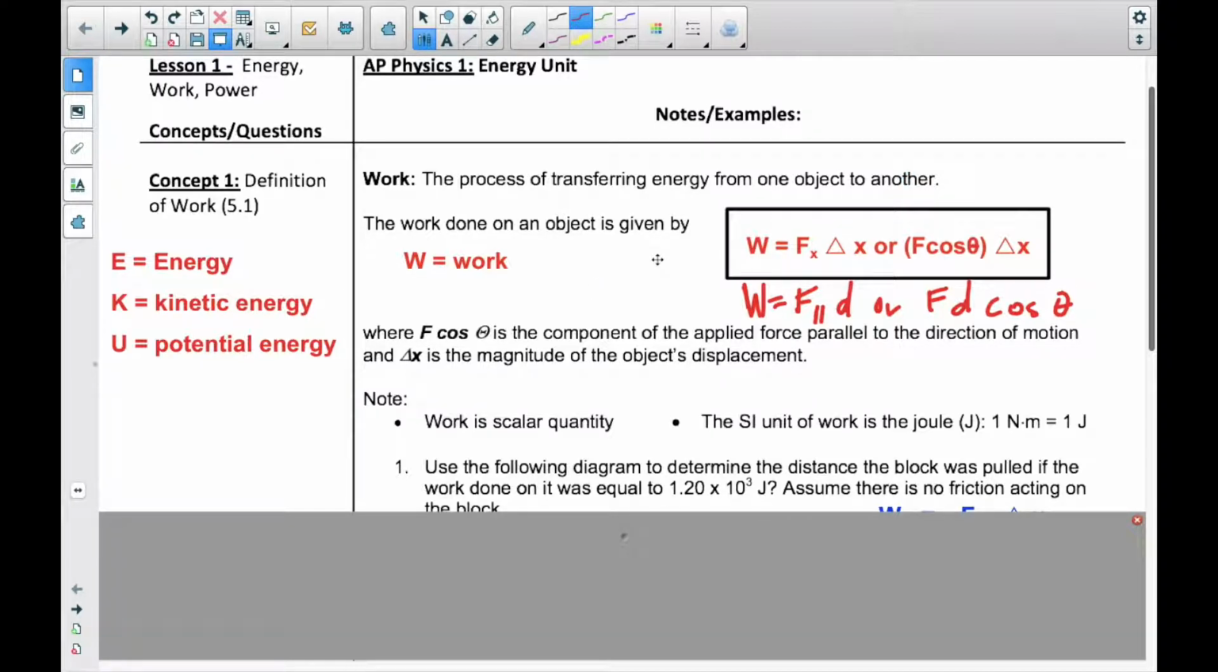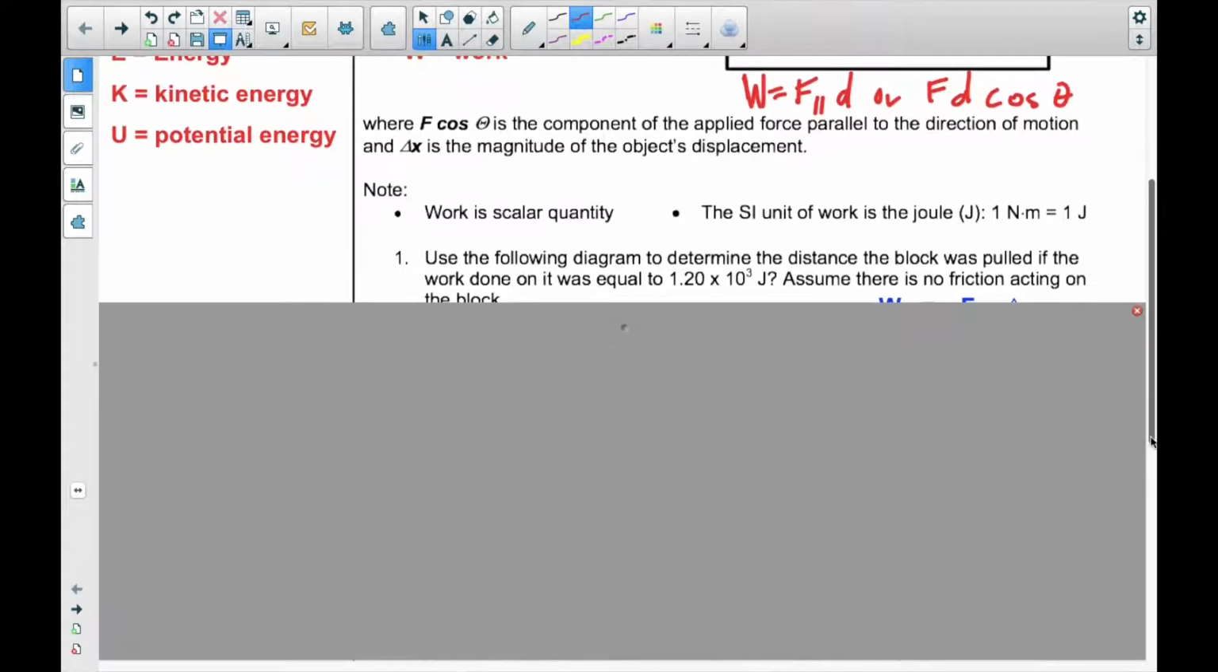But down underneath the text box, I have written out how they are written on the AP sheet. The first part, they have the work is the force which is parallel times the distance. So force and distance have to be parallel to each other in order for it to be considered work. But then it's just force times distance. Or if they're not parallel, then you do force times distance times the cosine of theta. And that cosine theta is going to give you the amount in the x direction, or whichever direction you're going. Okay, so that's explained here, where F cosine theta is the component of the applied force parallel to the direction of motion, and delta x is the magnitude of the object's displacement. So it means how far it went.